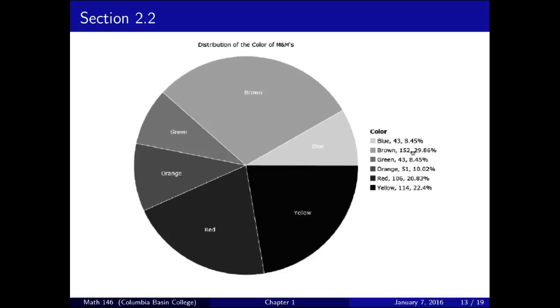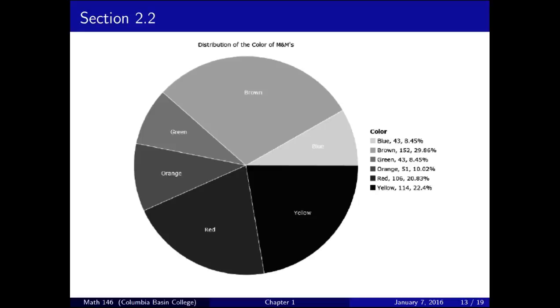Brown had 152, that was 29.8%, 29.9%. So brown gets a slice of pie that takes up 29% of the pie. And so on. Red was 20%, so red gets a nice slice here that takes up 20.8% of the pie, right? So everybody gets a slice, and how big your slice is depends on what percent of the sample it took up. All right, so those are the four main types. You got your frequency, relative frequency, those are tables, and then you can turn those into bar charts or pie charts. And those are typically the most common pictorial representations that you're going to see for qualitative data.